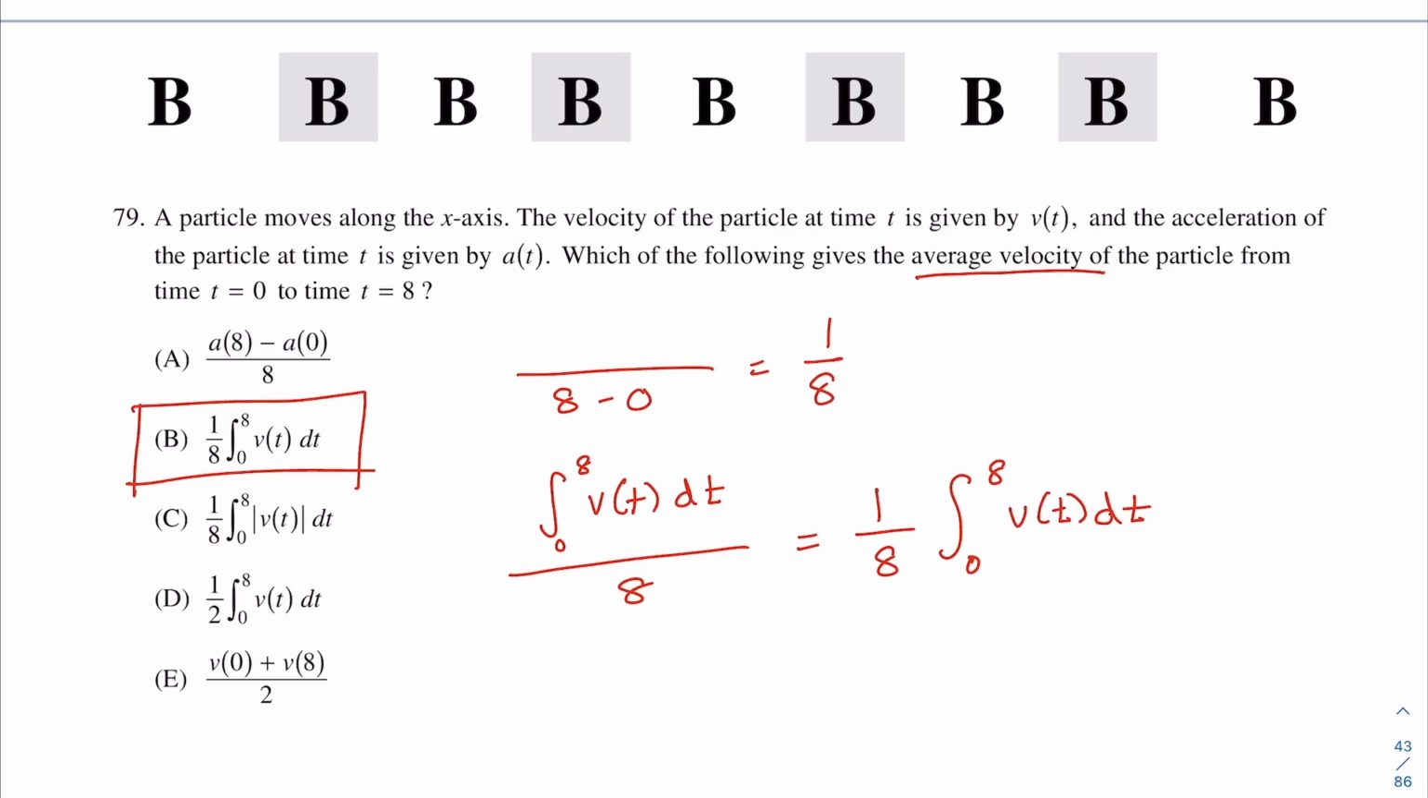All right, but just looking at some of these other answers, if we didn't solve for this, we can also intuit our way to the right answer. If we look at A, this gives us the acceleration at t equals 8 minus the acceleration at t equals 0, divided by 8. So this gives us the average value of these two accelerations, which is not what they were asking, so it can't be A. And if we look at C, we're taking the absolute value of the velocity. So this is equal to the speed. So this integral gives us the average speed of the particle.